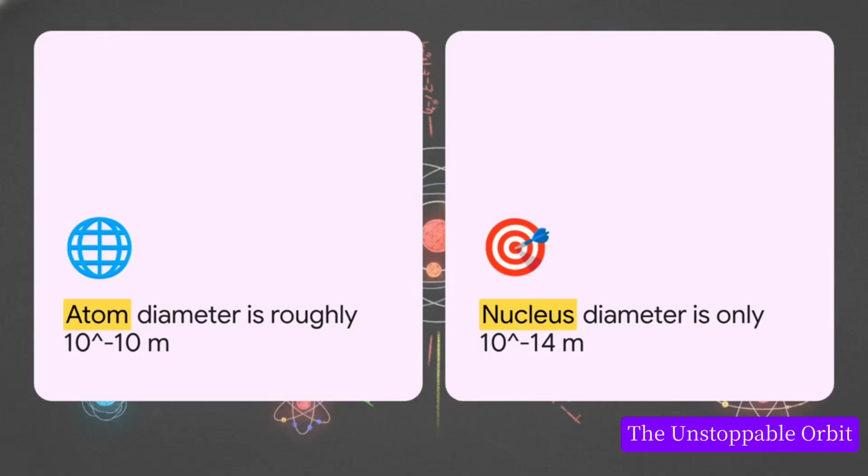Scale is where things get wild. We're talking about an atom that's roughly 10 to the negative 10 meters across versus a nucleus at a mere 10 to the negative 14 meters. So picture a massive, towering cathedral. If an atom were enlarged to be the size of that entire cathedral, the nucleus would be nothing more than a tiny pinhead sitting right in the center. The volume of the nucleus is basically 10 to the negative 12 times the volume of the atom, which means what we consider solid matter is overwhelmingly, almost entirely just empty space.